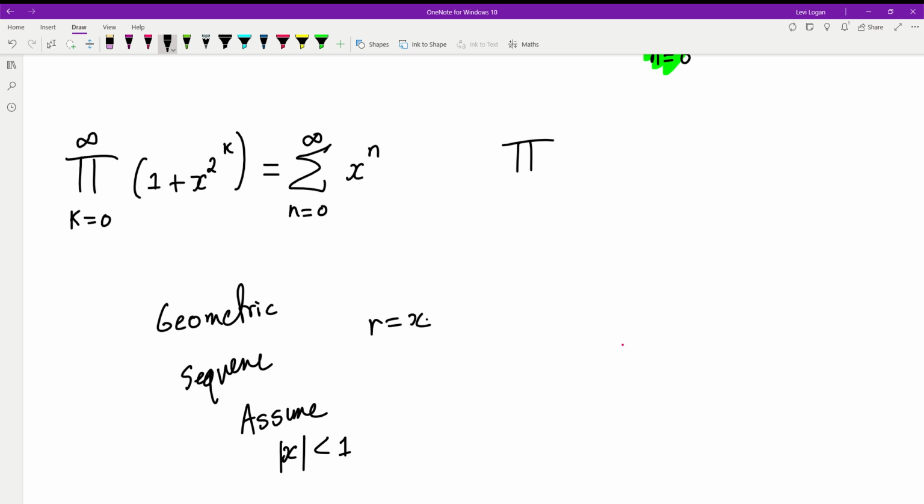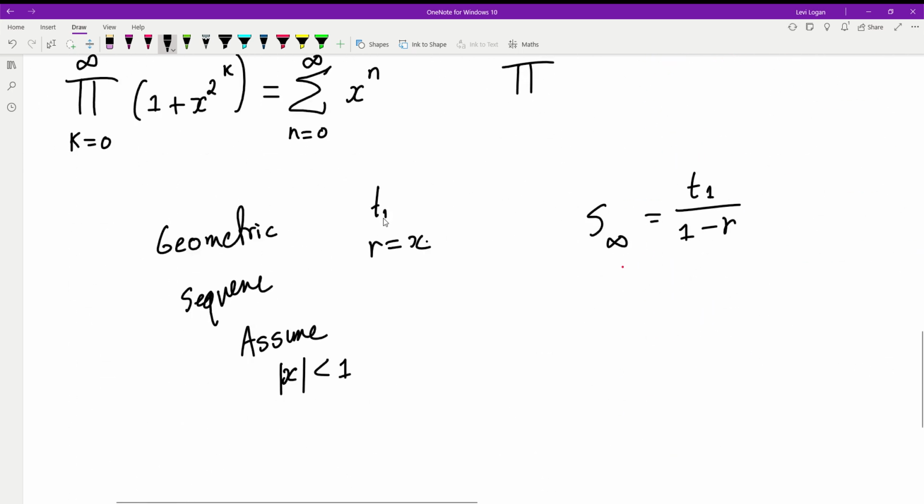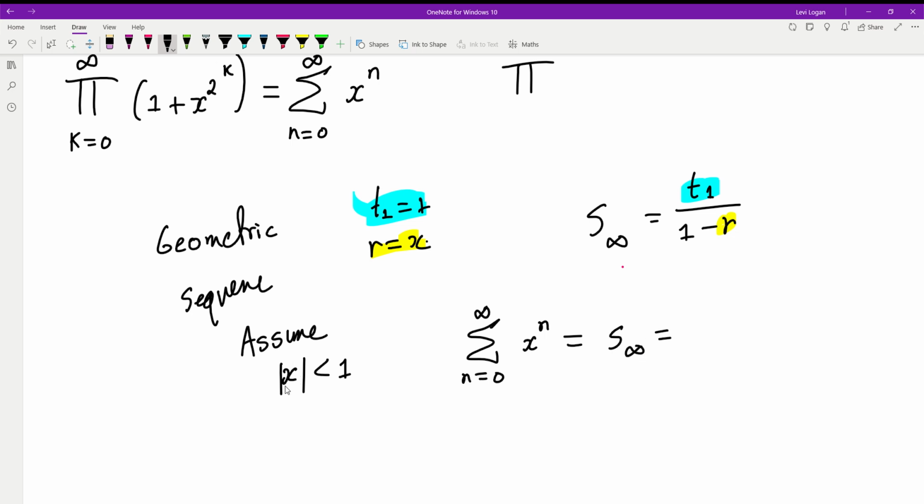Now, if you want to work out the sum of a geometric sequence, and you don't know the formula, let me just pull it up very quickly. I can't remember the formula off the top of my head all the time. It would be S infinity equals your first term over 1 minus r. In this sequence, your first term is 1, so t of 1 is 1 and r is x. So we can just put these in here. The sum from n equals 0 to infinity of x to the n is equal to the sum of a geometric sequence infinitely if r is less than 1. So x must be less than 1, of 1 over 1 minus x. Okay?